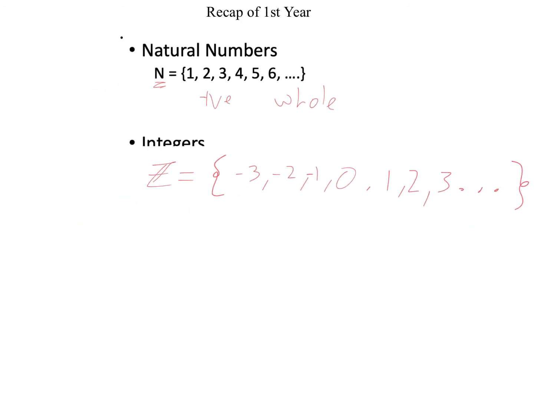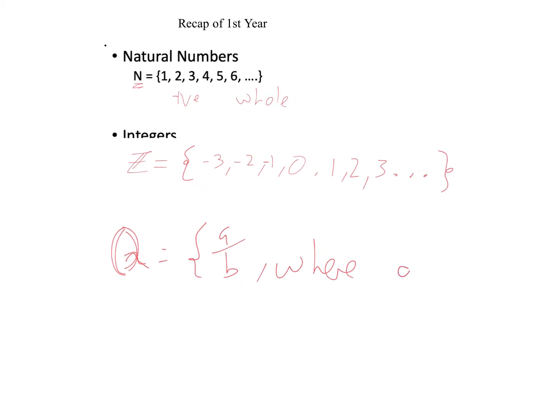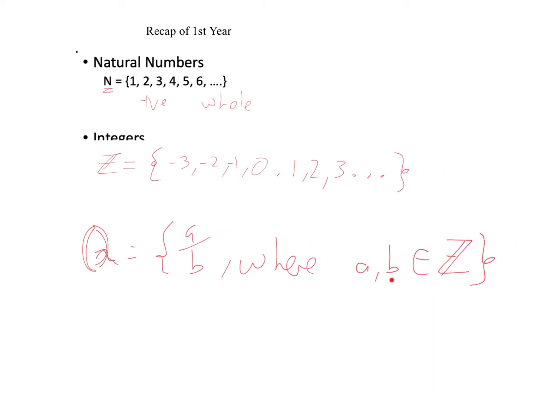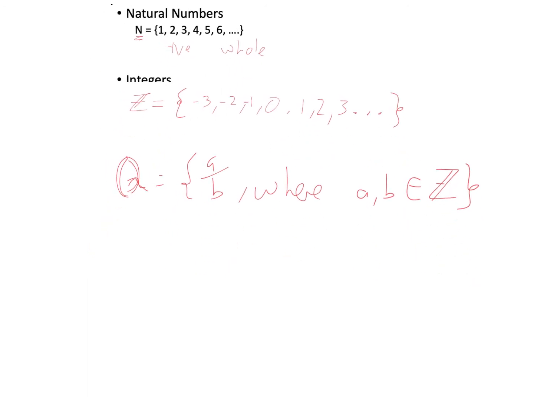And then the final one that would have been covered in first year is rational numbers, and they're denoted by capital Q. So a rational number is A over B. Basically, it can be a fraction where A and B are both integers. They're both whole numbers. Elements of Z is a fancy way of saying that. So A and B are both elements of the integers. So the thing about this is that, for example, it can include something like 3 over 2, which is 1.5.